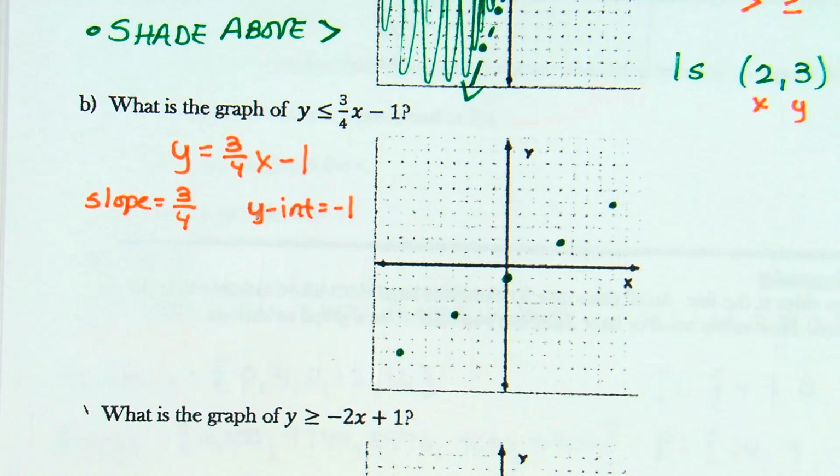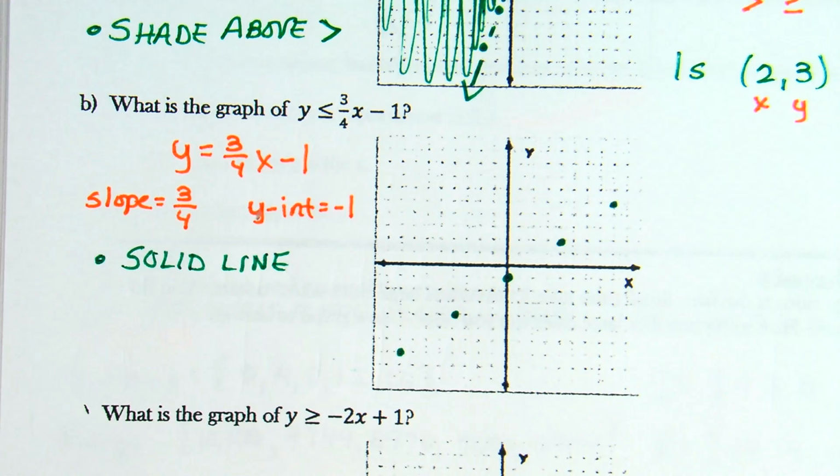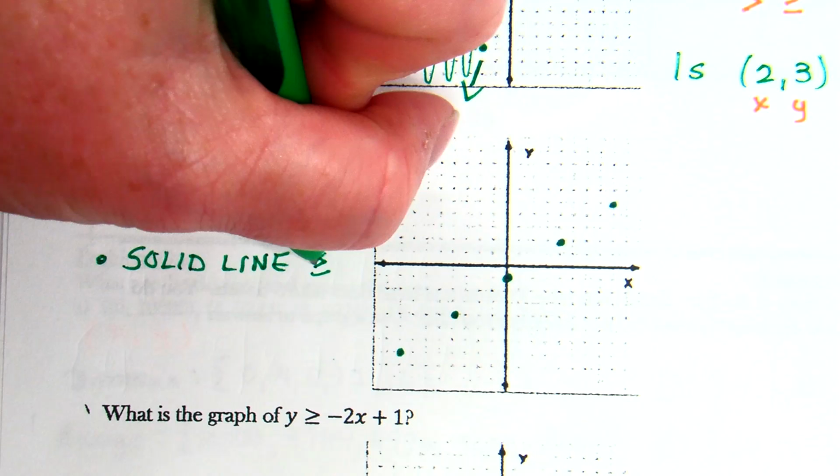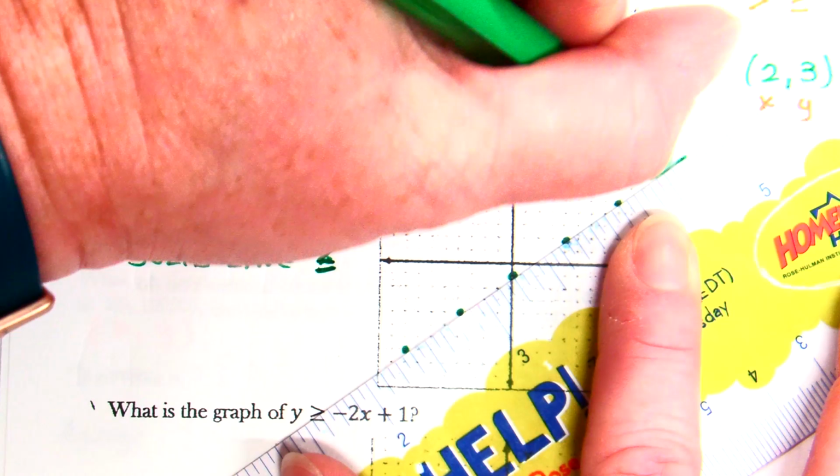Okay. What do I do next? What do I have to do, Kylie? Solid line. Why solid line? It's greater than or equal to. Yeah. We are specifically going to use a solid line. And when I say solid line, I just mean a regular, everyday line. We're doing that because it is equal to. Less than or equal to, technically, but because it's equal to. Regular, everyday line, folks. And then you got to shade.